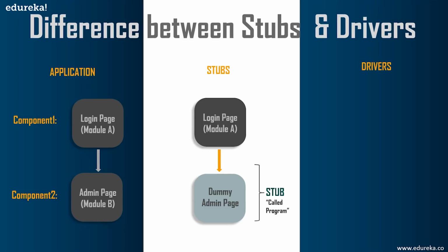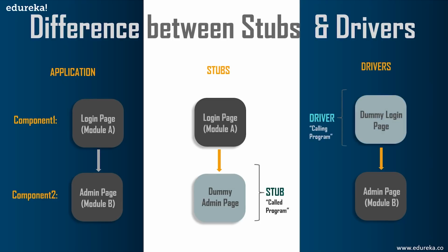Next, coming to drivers. It's just the reverse of stubs. Let's say you have to test the admin page. It's ready, it's developed, it's been sent to the testing team for testing. But the problem is the login page is not yet developed. What you do, just like you created a dummy admin page, here you create a dummy login page which is dependent on the admin page. So this dummy login page is what we call a driver. It's called a calling program. So now you know the difference between stubs and drivers, right? A stub is a called program and a driver is a calling program.